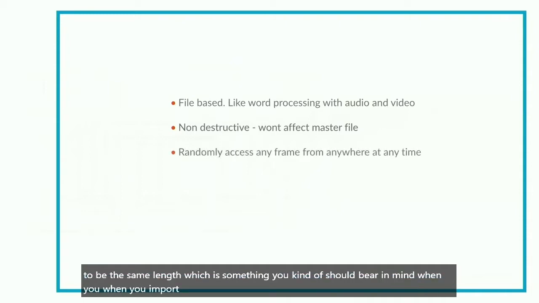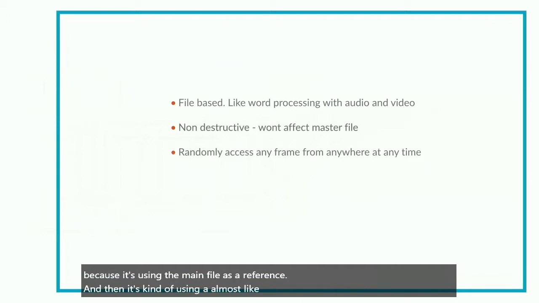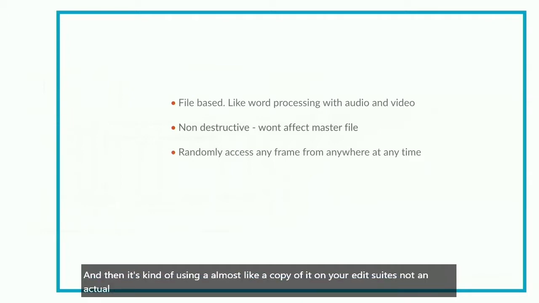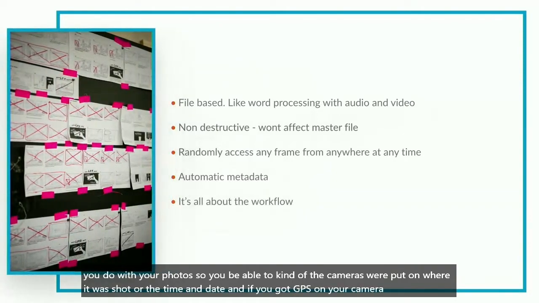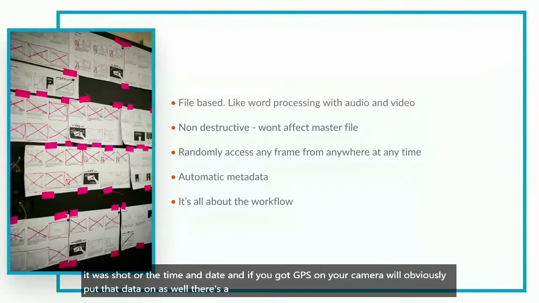You can randomly access any frame from anywhere at any time because it's using the main file as a reference. It's almost like a copy of it on your edit suite, not an actual copy, just a visual representation of your file. You get metadata like you do with raw photos, so the camera will put on where it was shot, the time and date, and if you've got GPS on your camera, it will put that data on as well. Oh, there's the picture coming in at completely the wrong time.